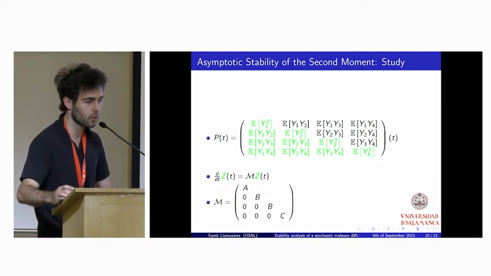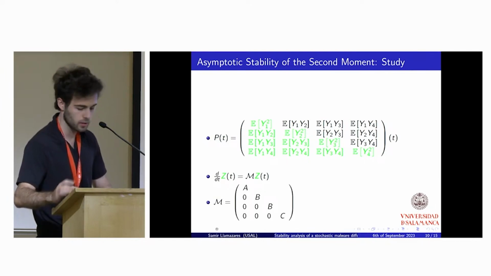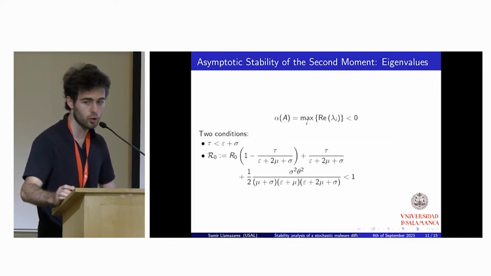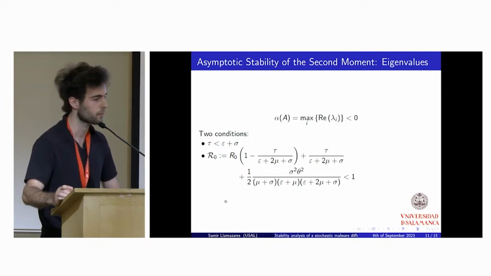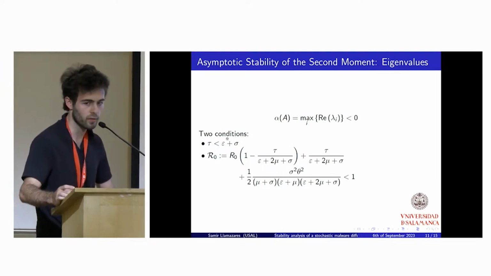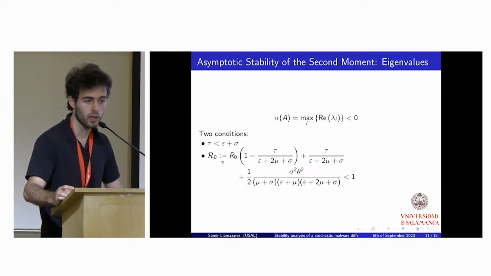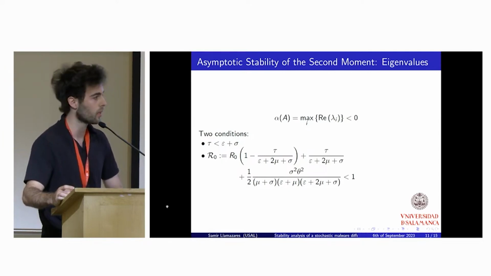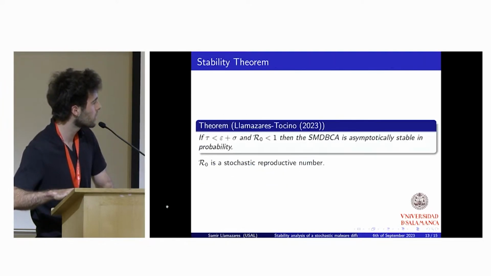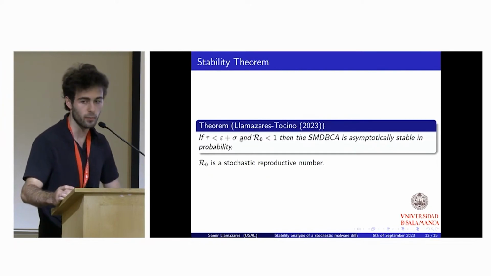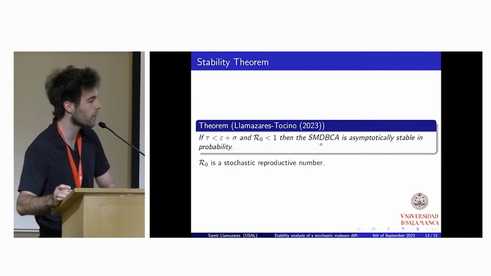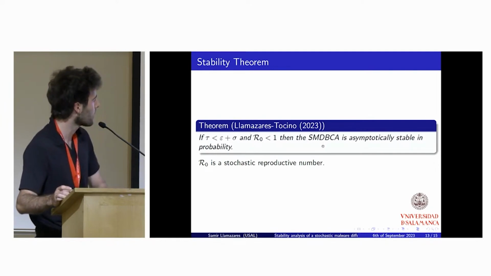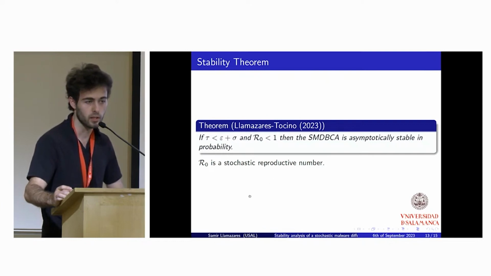The matrix M is a block diagonal matrix. So we study the eigenvalues of each of the blocks, and after manipulating several inequalities, we reach two conditions which give us that all the eigenvalues are negative, which in turn means that the solution is stable. These conditions are this first condition on one of the parameters, which is also a condition which arose in the deterministic system. And the second one is that a certain constant, which we call the stochastic reproductive number, is smaller than 1. Okay, so in conclusion, with this study, we reached the following theorem. If those two inequalities I mentioned previously hold, then the stochastic MDBC model is asymptotically stable in probability. And consequently, we have that this constant R0 is a sort of stochastic analogous of the deterministic reproductive number.